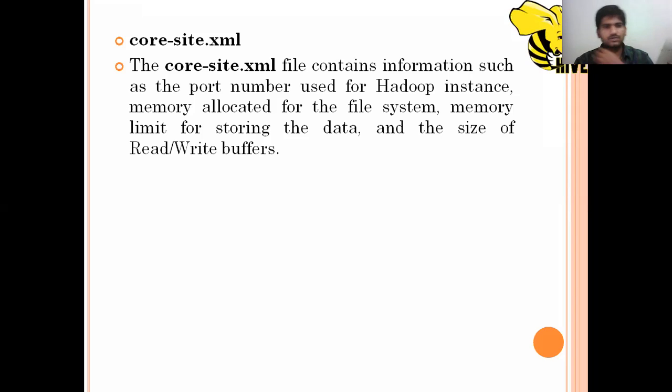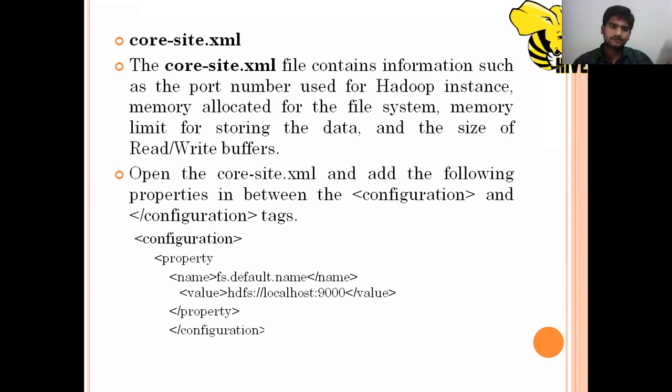Then we need to see how the file system is set up, how the memory is limited for storing the data, and how we handle the read and write buffers. For this information, we need to check the configuration in core-site.xml. To open core-site.xml, add the following properties in between the configuration open tag and the configuration close tag.